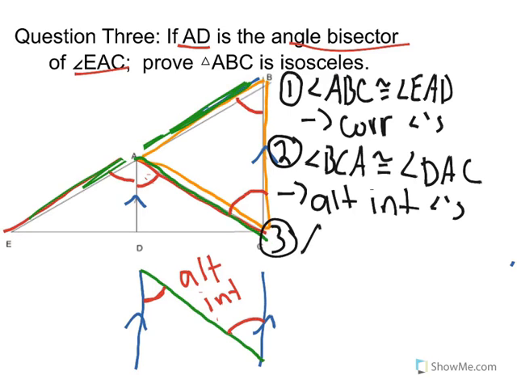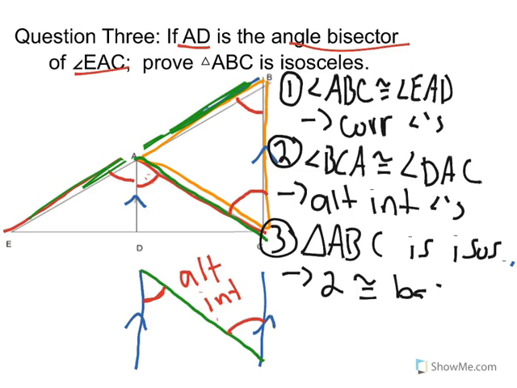So now I just have to write it. So triangle ABC is isosceles because there are two congruent base angles. And we're done.